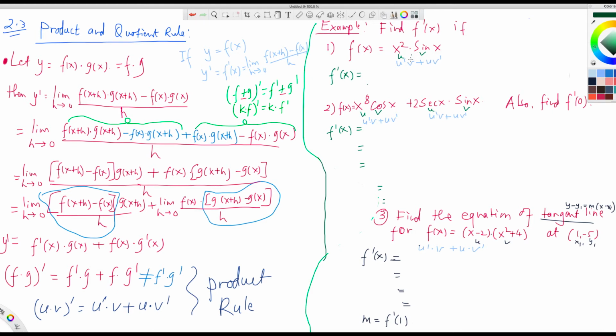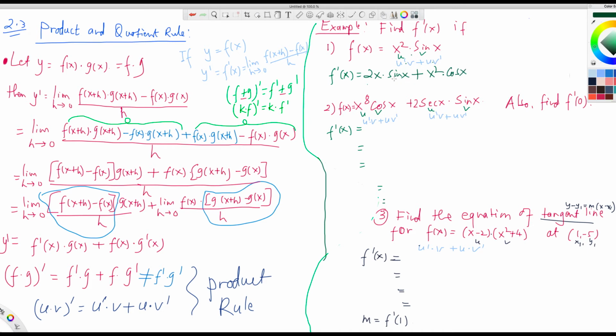The derivative of u times v is u prime times v plus u times v prime. I just copied from here, right? What is u prime? The derivative of x squared is 2x, times v, which is sine x, plus u, which is x squared, times the derivative of v, which is v prime, that is cosine of x.